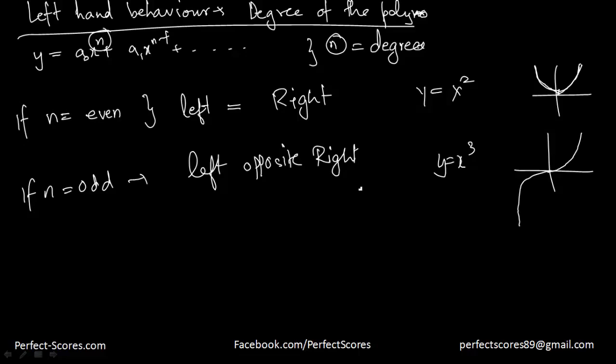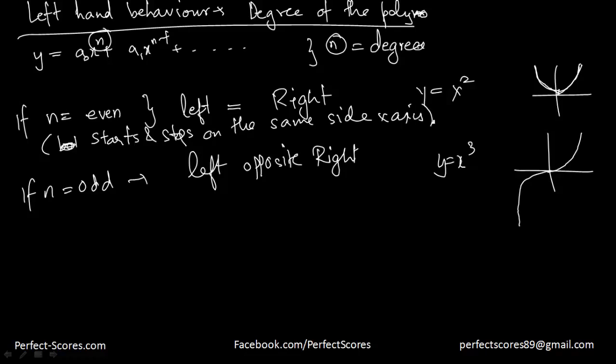Fine. So that's there. And again, you can see that when n is even, the graph starts and stops on the same side of the x-axis. As you can clearly see, here the graph starts and stops on the same side of the x-axis, and when n is odd, it's on the opposite side. If the graph is coming from the top, it will go to the bottom.